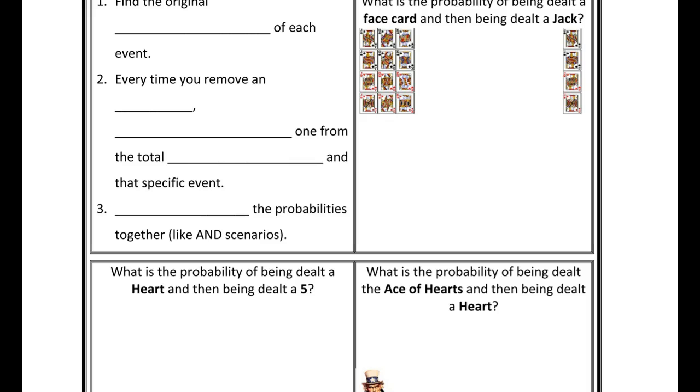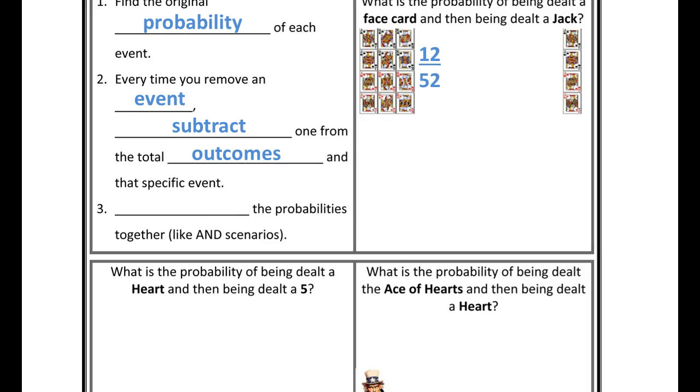If we keep the card out of the deck, so we're not replacing the event, we still start the same way. Find the original probability of each event. So we want to find the probability of being dealt a face card and then being dealt a jack. In this case, the card is not being put back in after we're dealt the face card. So to begin with, there's 12 total face cards out of 52 total cards in the deck. Every time that we remove an event, subtract 1 from the total outcomes in that specific event. So in this case, we have 1 less face card and 1 less total outcome.